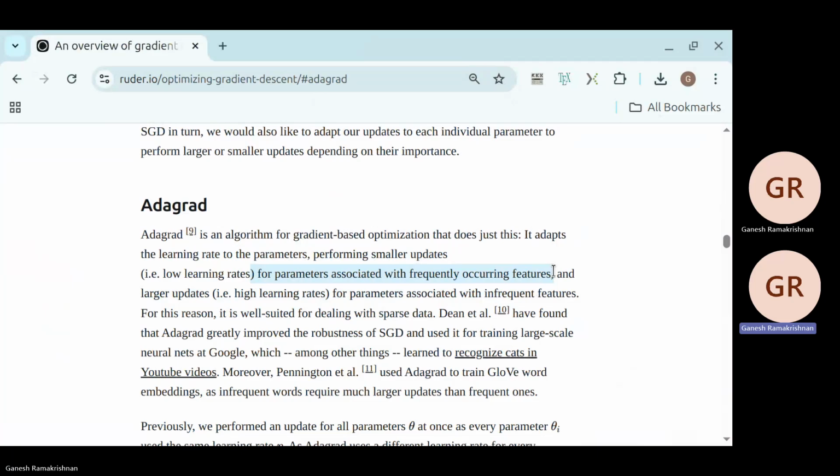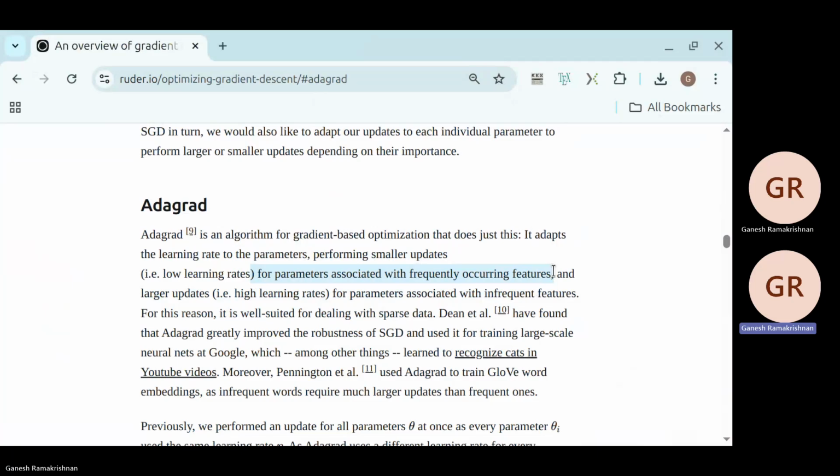So feature importance is also a reflection of how good the weighted frequency is. So frequently occurring features have smaller updates because of the inverse, right? And larger updates, high learning rates, for parameters associated with infrequent features. So this was also motivated by sparse data, text data, for example. I know a lot of large language model advancement is also attributed to this kind of understanding associated with sparsity.